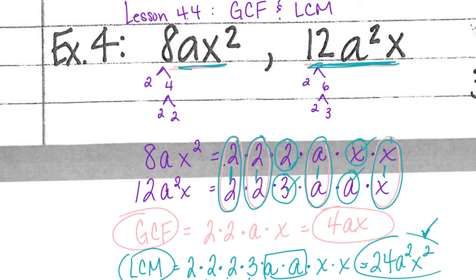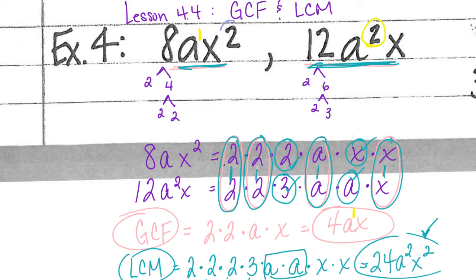Notice these variables, let me grab a yellow. Notice I have 1a and 2a's. Notice the GCF has the least, which is kind of funny because the greatest common factor takes the least amount of variables, which makes sense because I need the least amount to be a factor, to be able to go into the number. The LCM, notice, let me finish that.